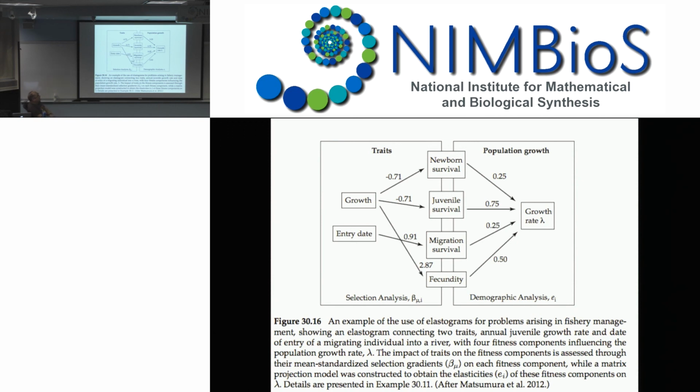So those boxes determine a bunch of stuff. If you're worried about components of fecundity, you could break that up, and then you'd have additional boxes there, fecundity component 1, fecundity component 2, and you can ask what their elasticities are on the growth rate, and you can ask what the elasticities are on lambda, and you can ask the elasticities of juvenile growth rate on those components of fecundity.